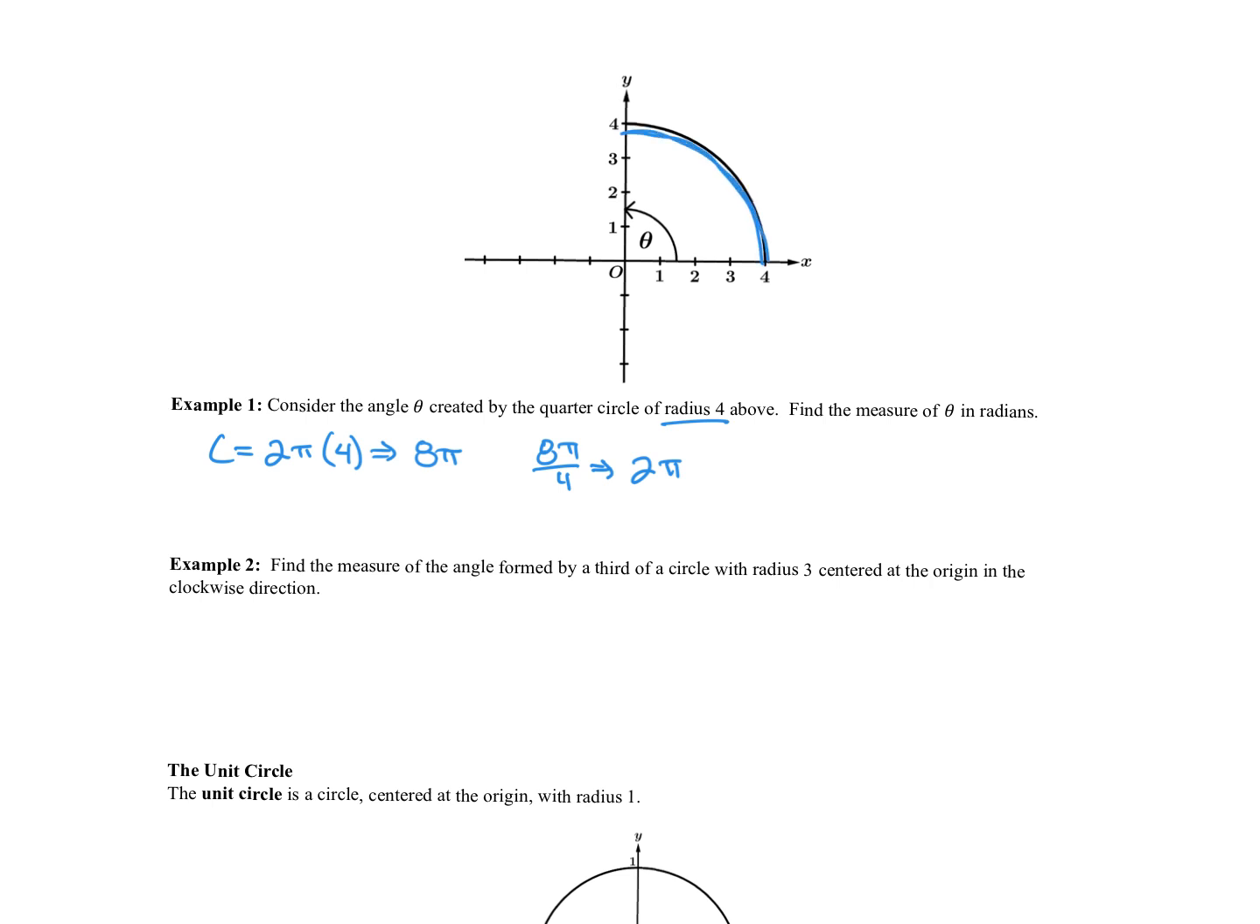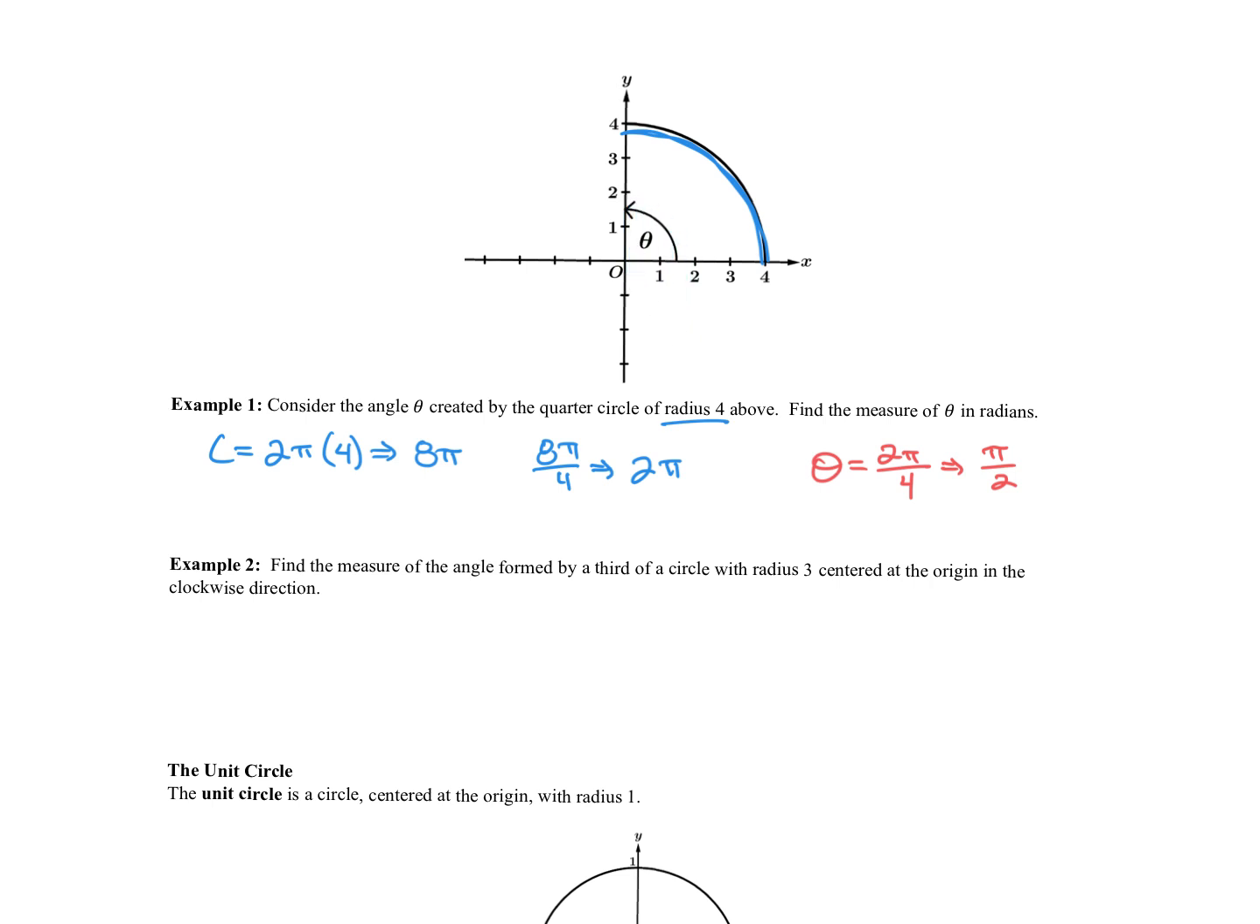To get to my angle measure theta, I'd take my arc length and divide it by my radius. So I'd have 2 pi as my arc length over my radius of 4. And so I'd end up with pi over 2. My angle measure in radians for a quarter circle is pi over 2 radians.